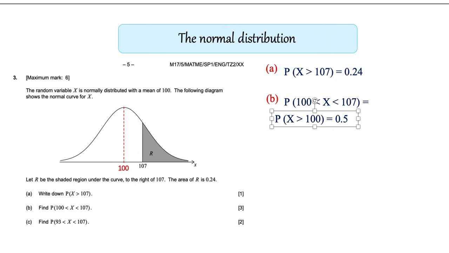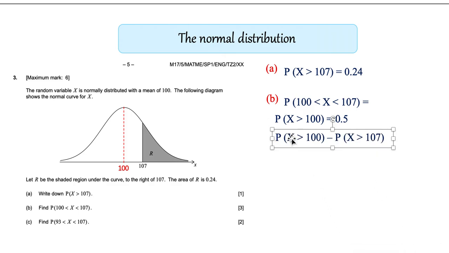So then, what else do you know? You already know what this area right here, R, is, because that was the first question. So all you need to do is find the difference between this whole area minus this R area, because you don't want this one. The way to write it out is the probability of something being bigger than 100, which is this whole area, minus the probability of your event being bigger than 107, which is your R here. This will leave you with your answer, between 100 and 107.